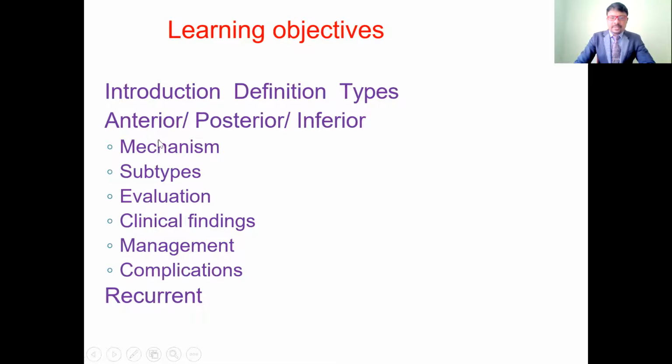What are the mechanisms for the dislocations? What are the other subtypes? Then evaluation, clinical findings, and management, so conservative management and also surgical management, including closed reduction methods and open reduction methods, complications, and also how recurrent dislocations happen. These are the things I'm going to cover in this topic.